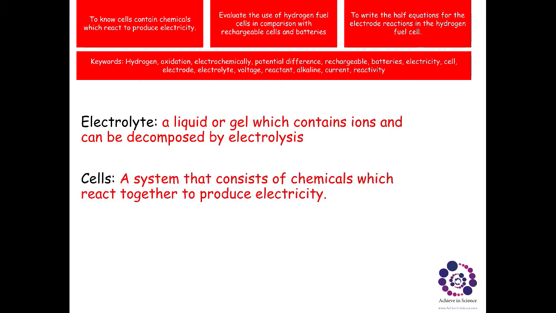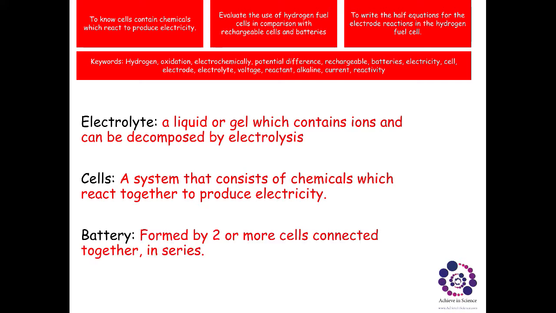An electrolyte is a liquid or gel which contains ions, and it can be decomposed by electrolysis. A cell is a system that contains chemicals which react together to produce electricity. And a battery is formed by two or more cells connected together in series.